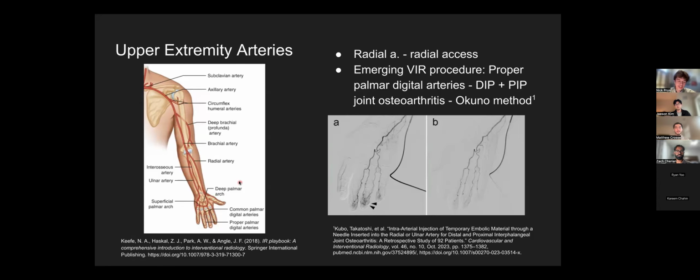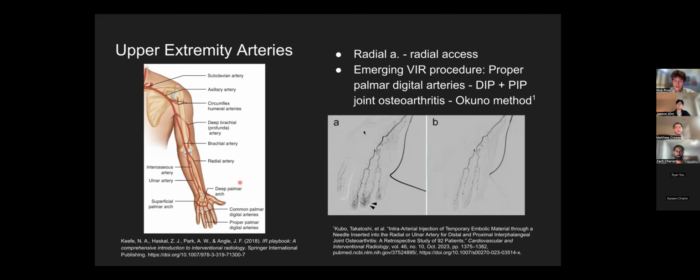The radial artery is very high yield to know for radial access, so it's one of the more common access points for procedures. It's also important to know that it's very prone to spasming, so often you'd give a nitro cocktail to dilate that artery when getting access.